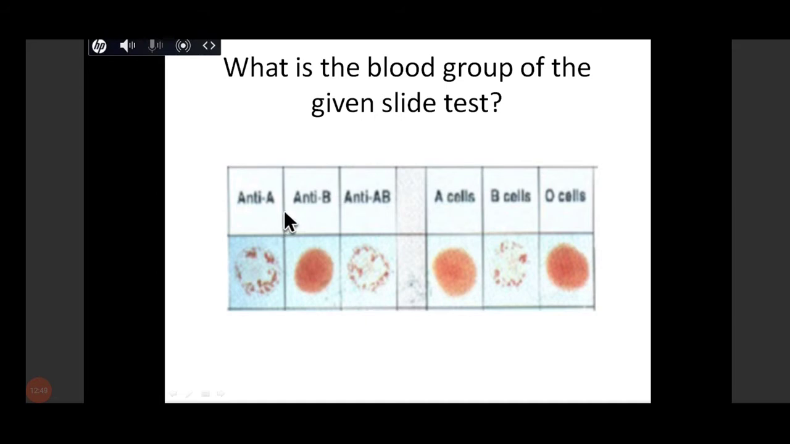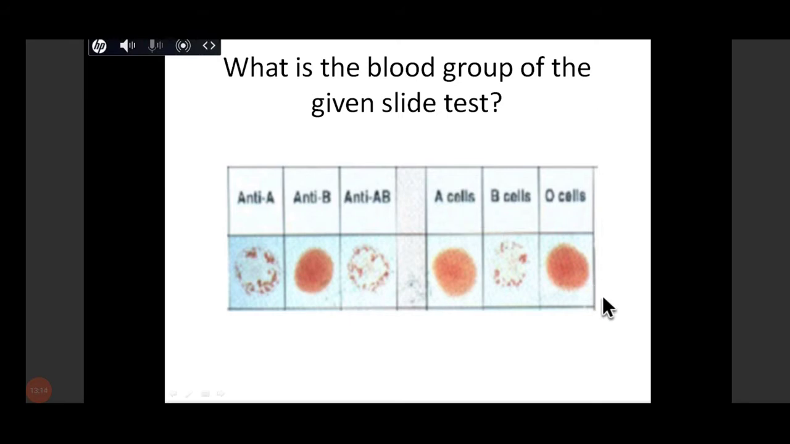So what would this person be having? Because it is reacting with anti-A and anti-B. What is the blood type of this person? Anyone? Yes, you're right. This is A blood group. You all are right.